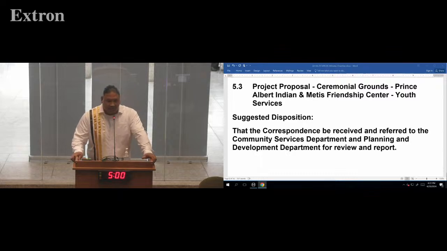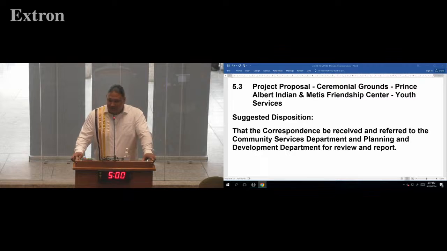And this project proposal for the ceremonial grounds is something that I dedicated myself to. And by that, I mean through ceremony.